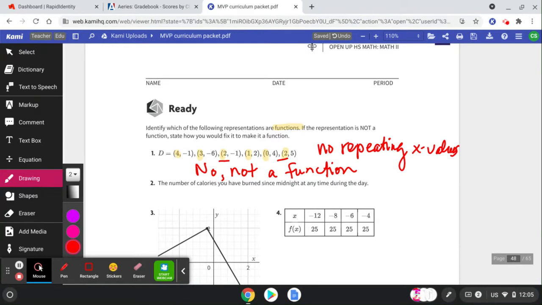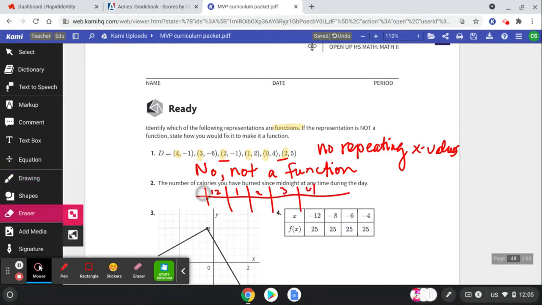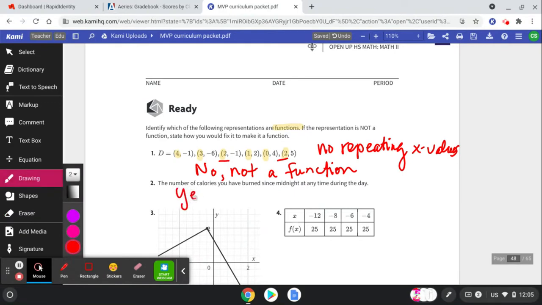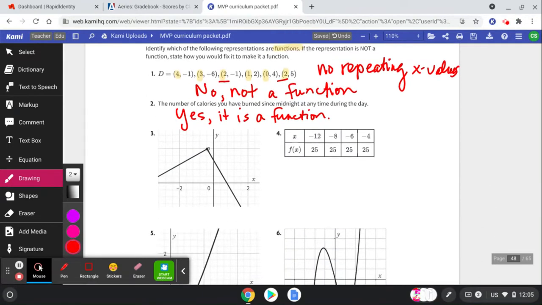The number of calories you've burned since midnight at any time during the day. I want you to picture that the x values would be the time of day. So if the time of day was midnight, and then it was 1 a.m., 2 a.m., 3 a.m., 4 a.m., we're just talking about the times during the day, and there would never be a repeat of those times. So yes, it is a function, because as the day progresses, it's an hour later, you never have a repeat.